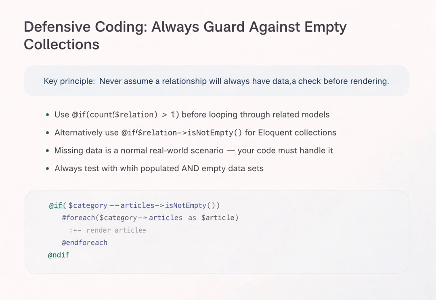You should never assume that a relationship will always have data. When you're building views that display related models, like articles belonging to a category, always add a guard condition before you try to render anything. The instructor's approach using count greater than 0 works perfectly. You can also use Laravel's built-in isNotEmpty method on Eloquent collections, which reads even more naturally. The key lesson here is to always test your views with both full data and empty data, because in real-world applications, empty states are completely normal.